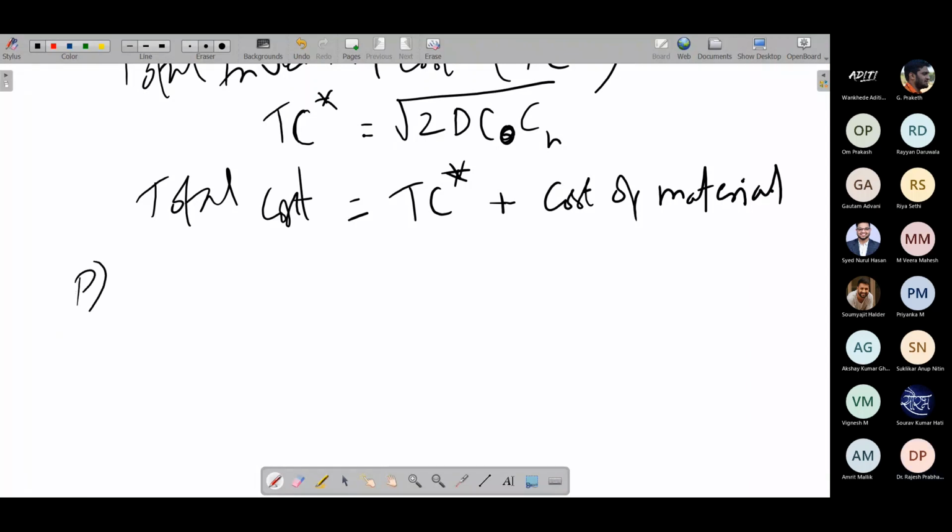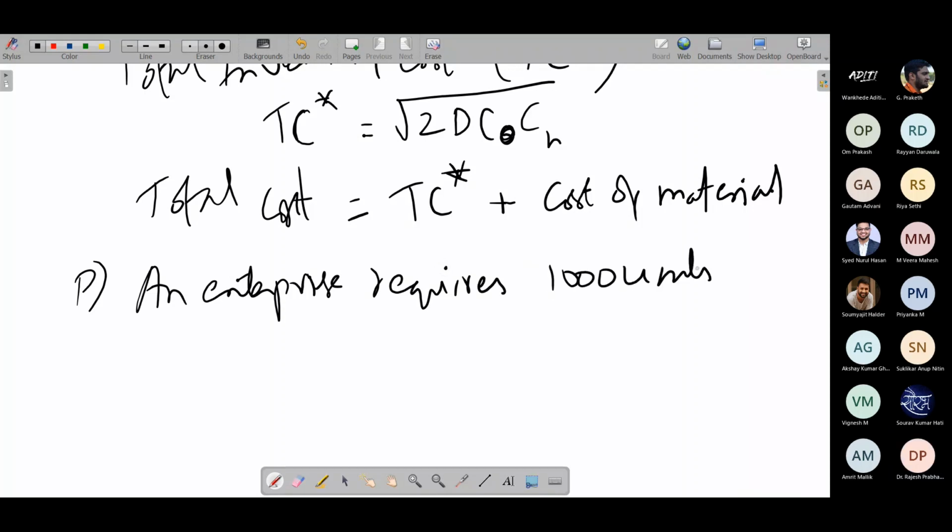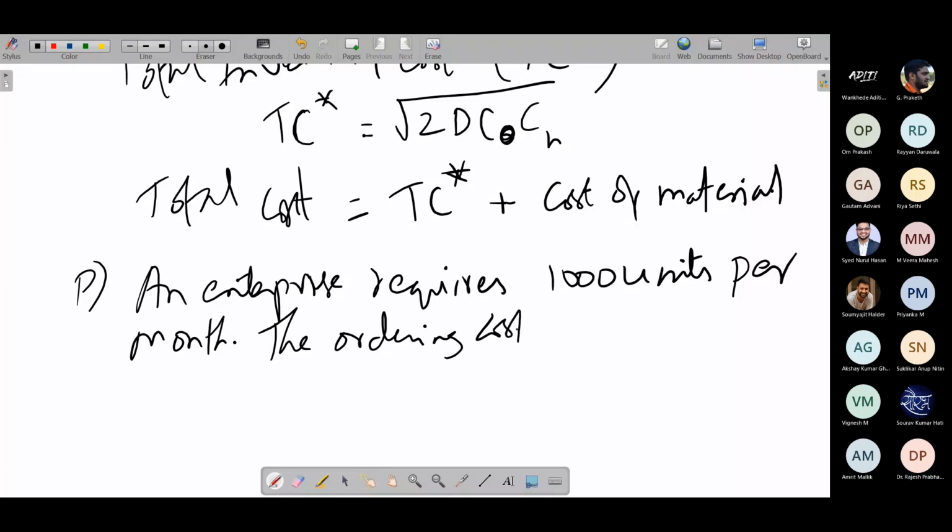Let us say an enterprise requires 1,000 units per month. The ordering cost is $50 per order.